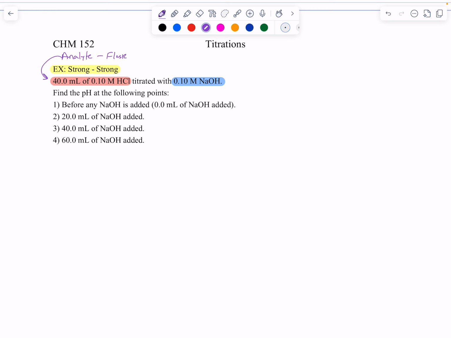It's known for the purposes of teaching, right? And then our titrant will be our sodium hydroxide. All right, so point number 1, find the pH at the following points: before any sodium hydroxide is added. So number 1 is the initial.